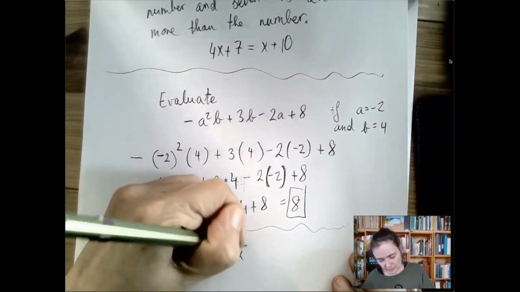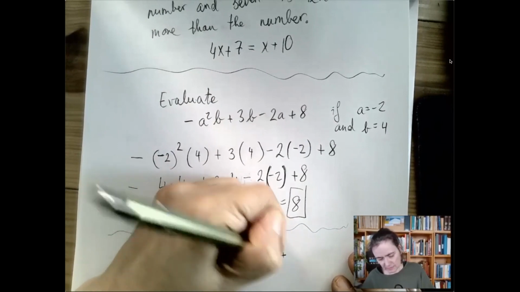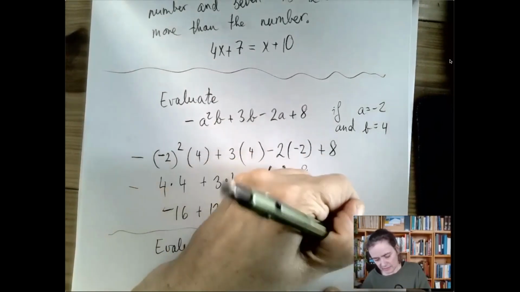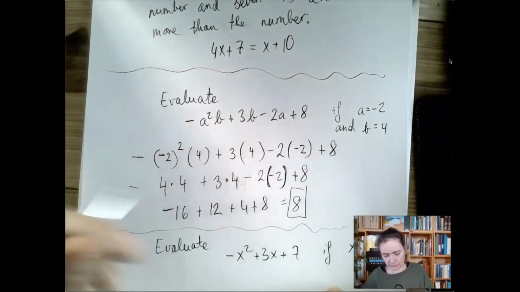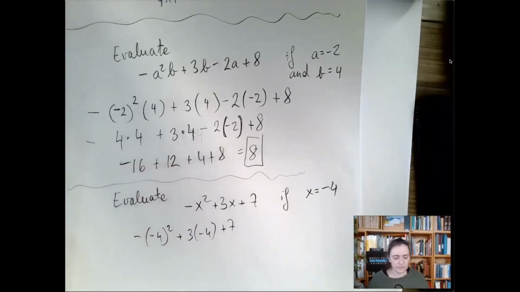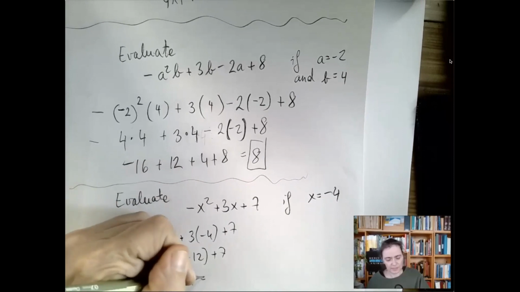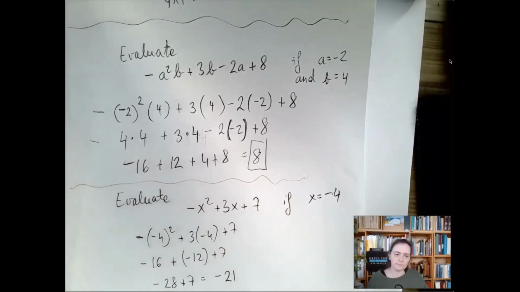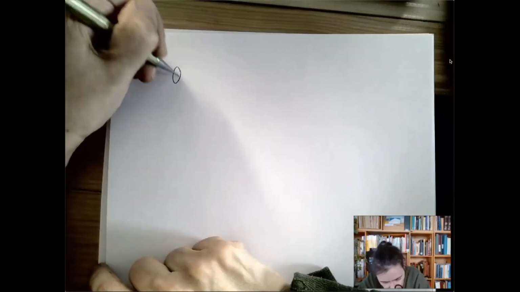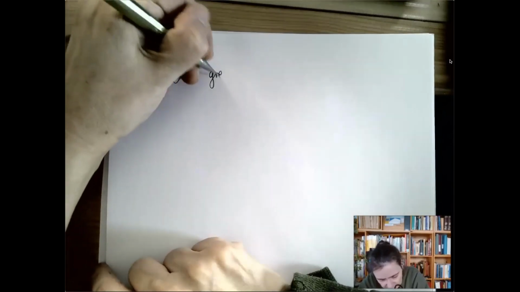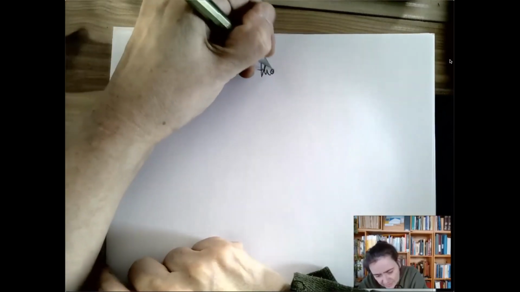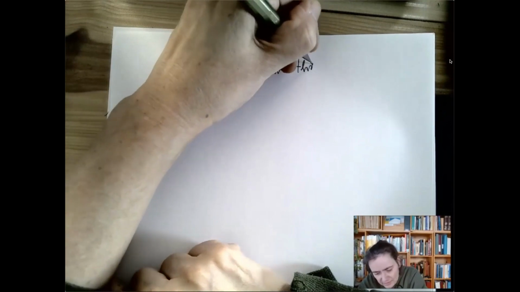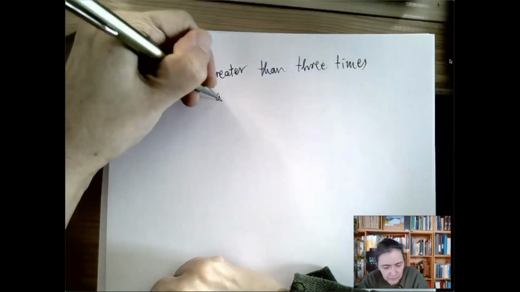Evaluate -x squared plus 3x plus 7 if x is -4. So we substitute -4. I'm getting -21. Do you? Okay, good. Okay, 1 greater than 3 times x is a factor of 21.